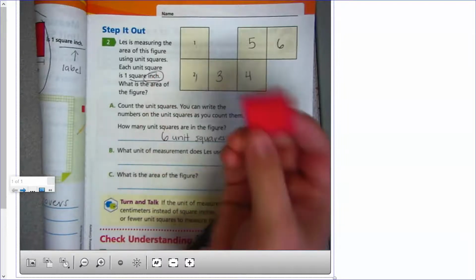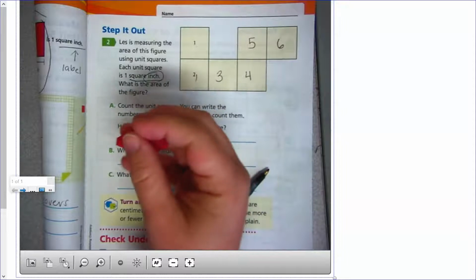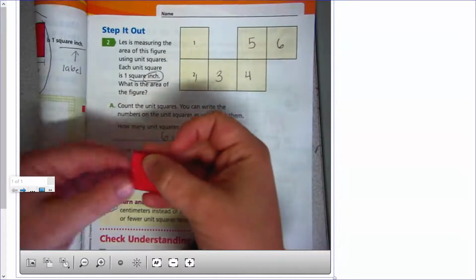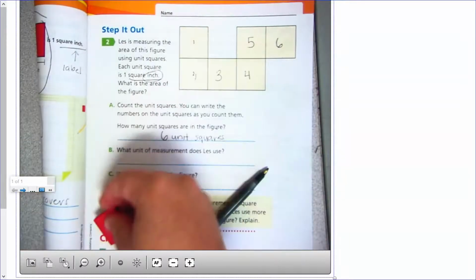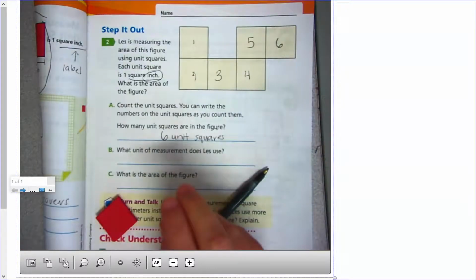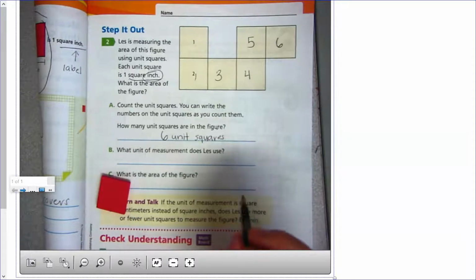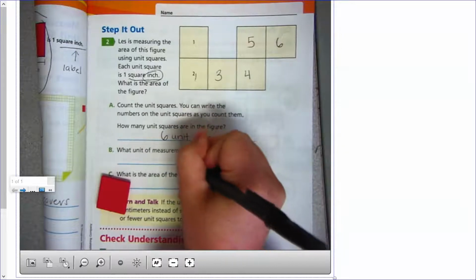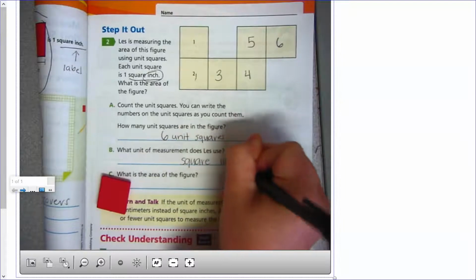We have different lengths. We have an inch right here, a centimeter, which is like that right here. That would be like a centimeter. And then we have a foot, which is, look at the size of your parent's foot, and that's about a foot. Yours are probably too tiny at this point. So what unit of measurement? Square inch.